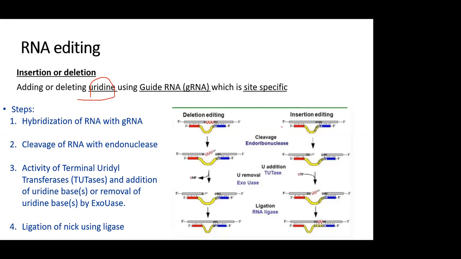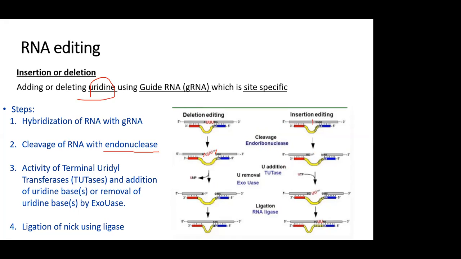So what's going to happen is that the guide will come and attach. Then an endonuclease will come and cut. For example, here we want to delete these uridines, so we'll cut here and cut here and throw them away. Here we don't have any, so we will cut open this mRNA and leave a space because we're going to add some uridine. The step after that is done by different enzymes, depending.